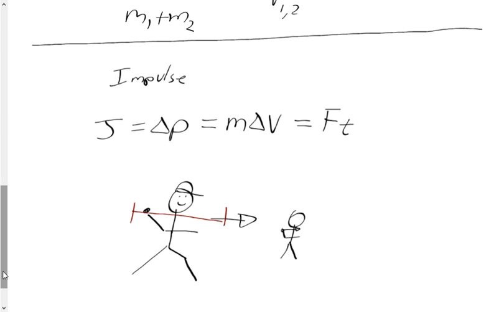So it's the same force because he's throwing it as hard as he can. But by increasing the time of the force, he's going to increase the final velocity of the ball. So that is one application of impulse.